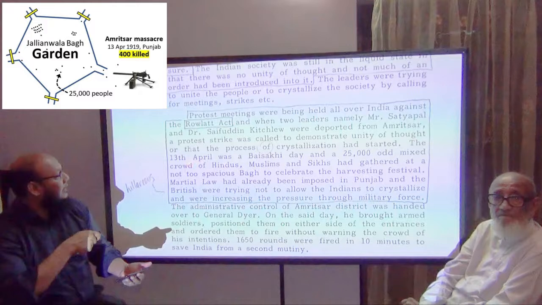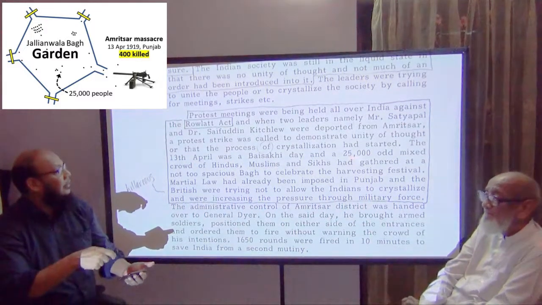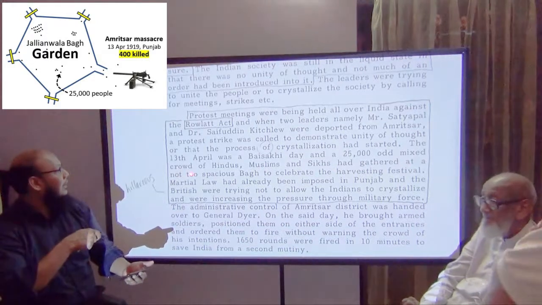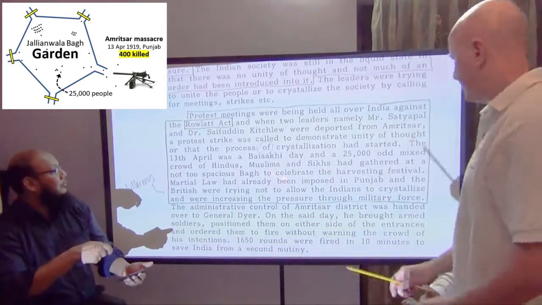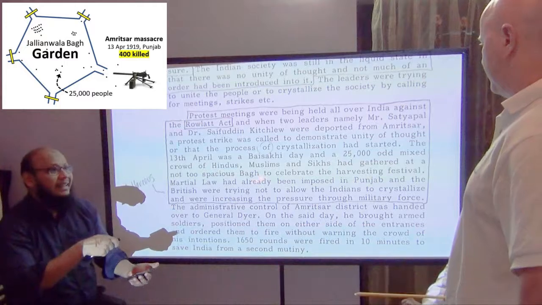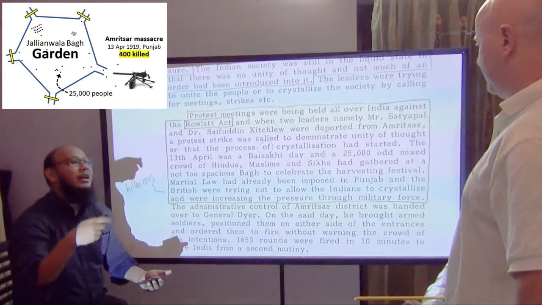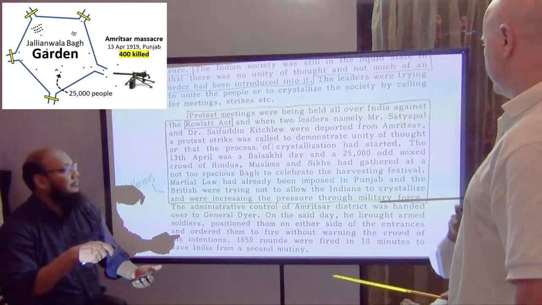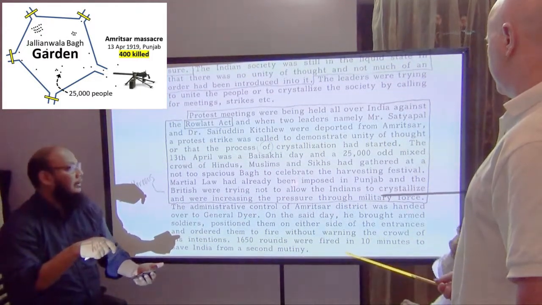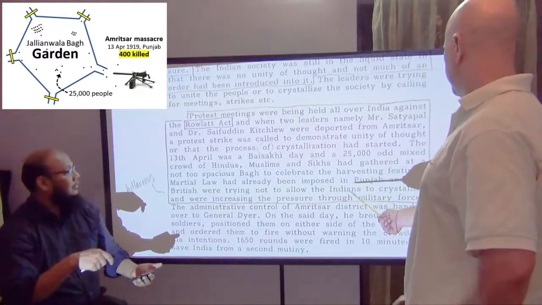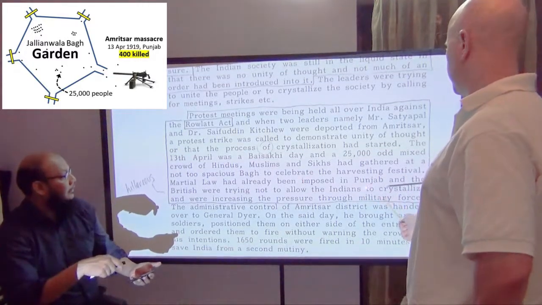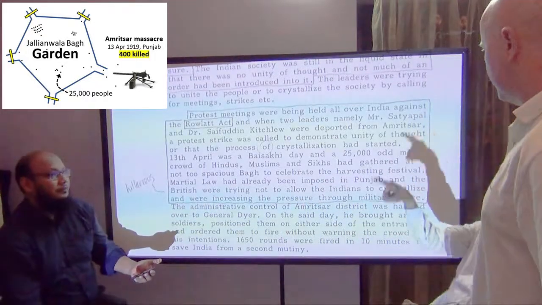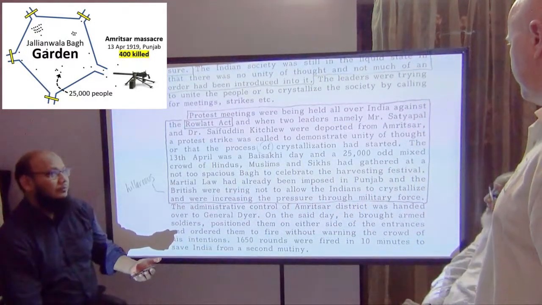So the 13th of April was Baisakhi day, and 25,000 odd mixed crowd of Hindus, Muslims and Sikhs had gathered at a not too spacious Bagh, which was the Jallianwala Bagh. It was named Jallianwala, the garden. It's in Punjab. That was a united Punjab at that time. The Indians were trying to crystallize.